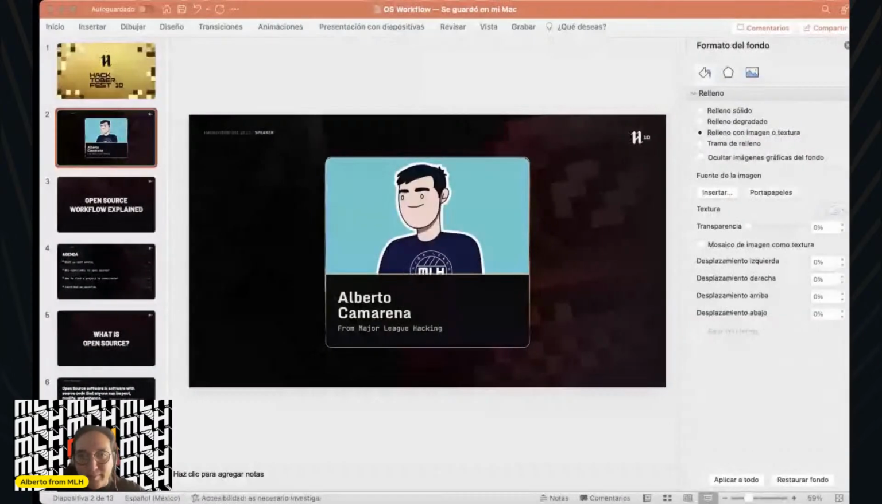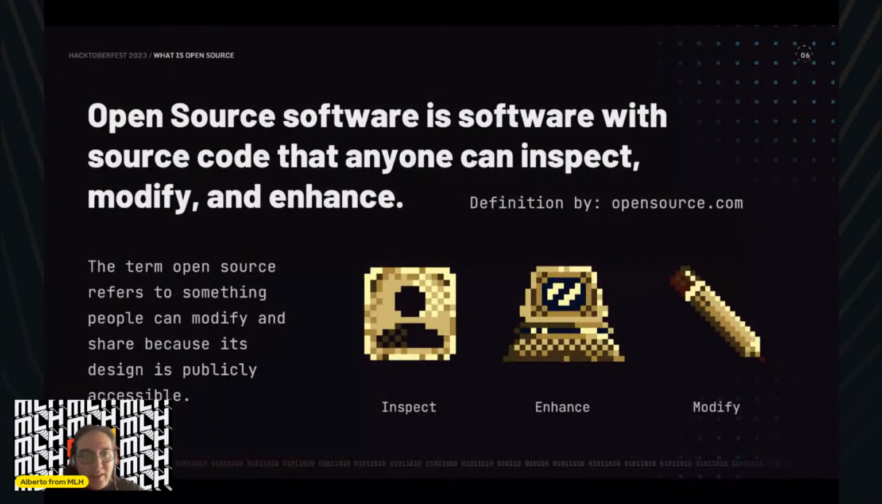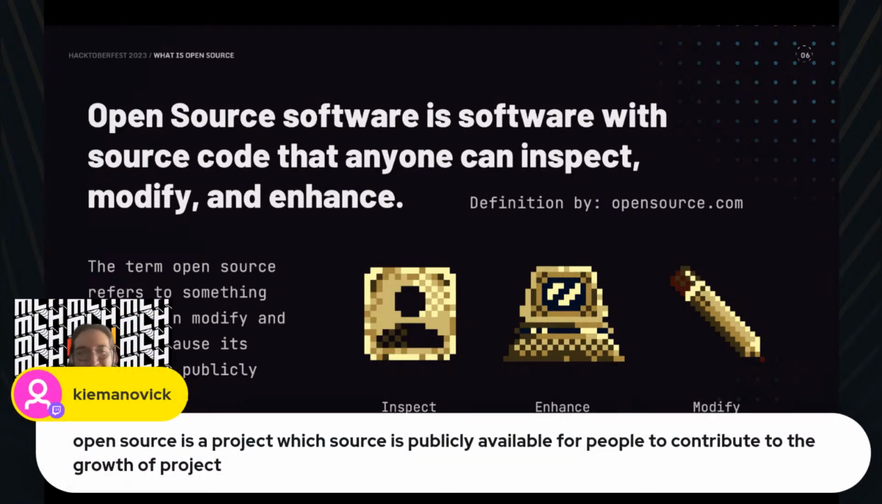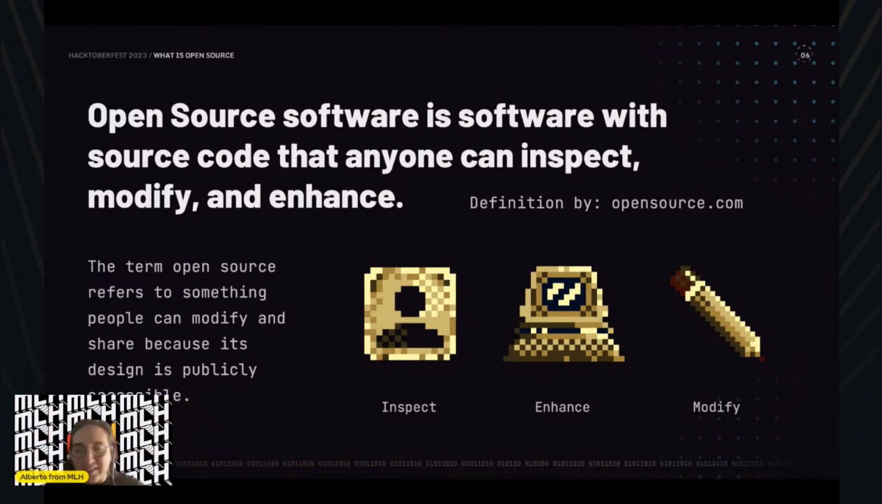Okay. I think you lost these slides when I switched, but I don't know. Oh, I had some comments here. Open source is a project which, or it's probably okay. That's a good definition. Open source is a project whose source is publicly available for people to contribute to the growth of the project. I can still see the slides. Okay, amazing. Thanks.